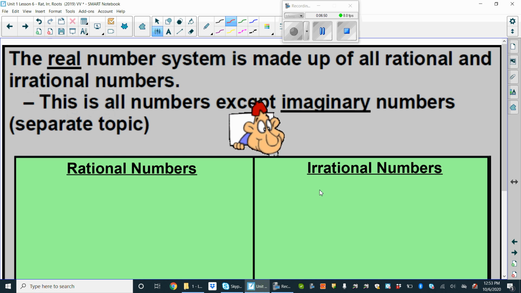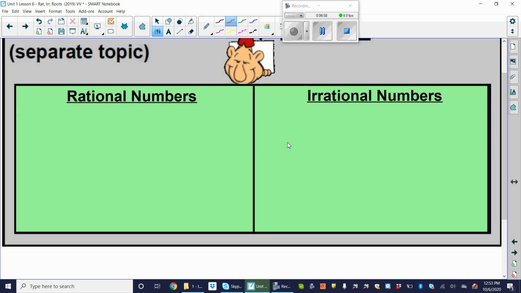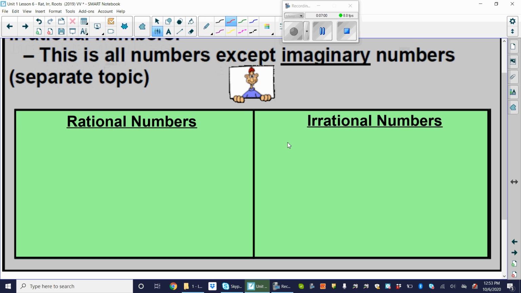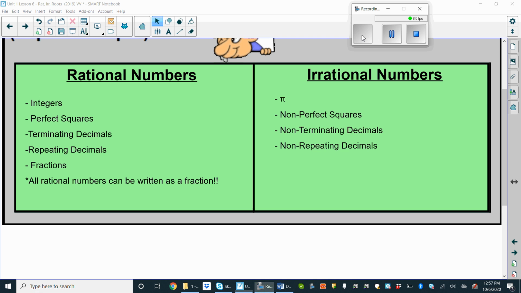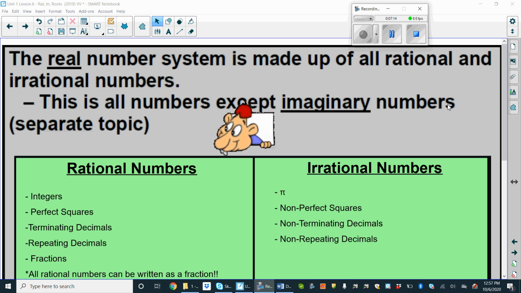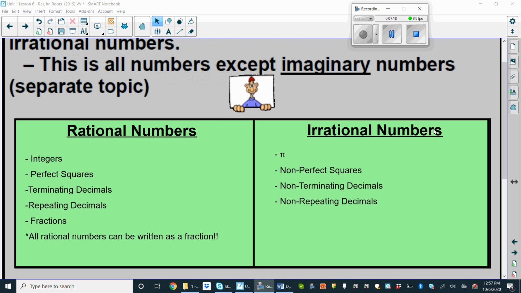So on this page, the real number system is made up of all irrational and rational numbers. So this is all numbers except imaginary numbers. Now we're going to go through a couple of different types of rational and irrational numbers in order to distinguish their differences. Okay, so I have filled in for you the different types of rational numbers and irrational numbers. And then I'm going to type in some examples for you.